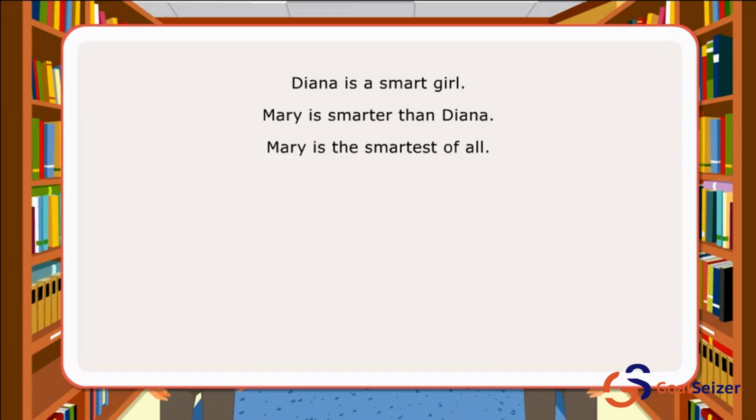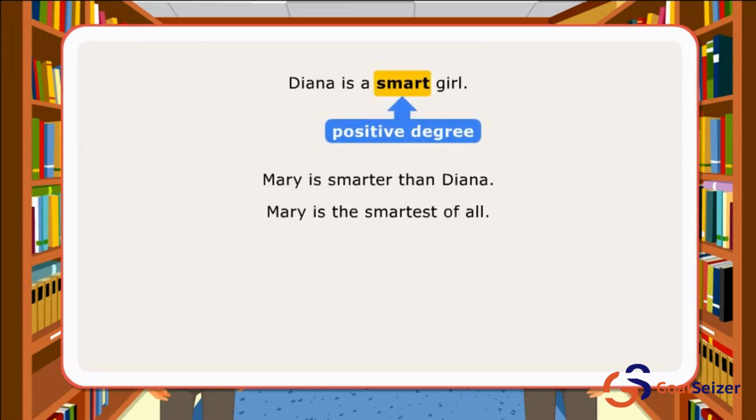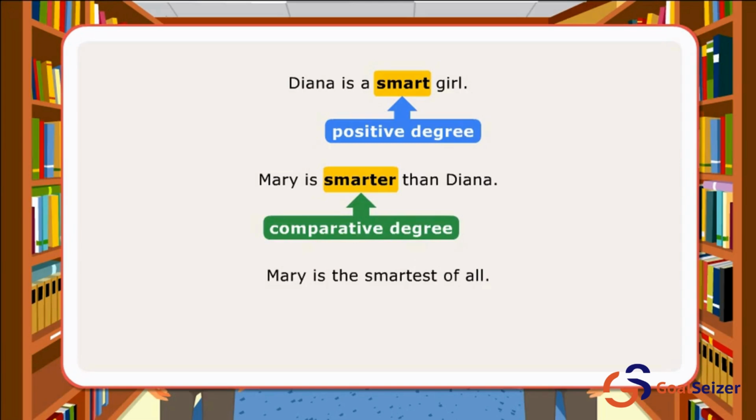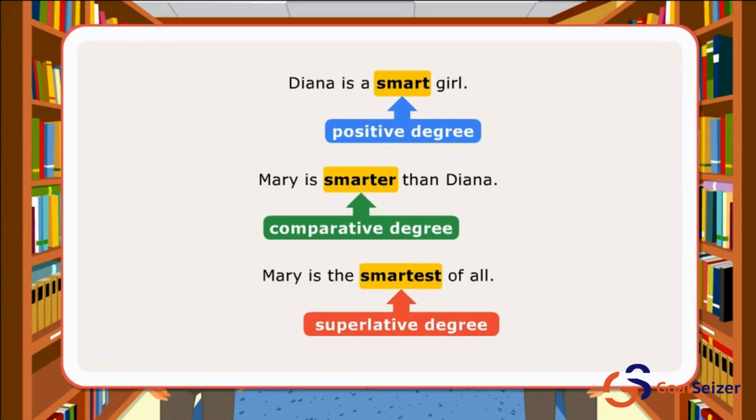In the first sentence, smart is the positive degree of comparison since it refers to only the presence of the quality of being smart. In the next sentence, smarter is the comparative degree as it helps in comparing Mary and Dinah and stating that Mary has more quality of smartness than Dinah. In the third sentence, smartest is the superlative degree since it tells that Mary has the highest degree of quality of smartness. Here is a list of some comparisons in adjectives.